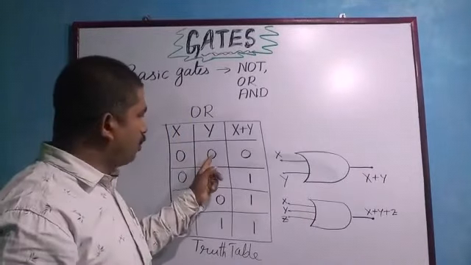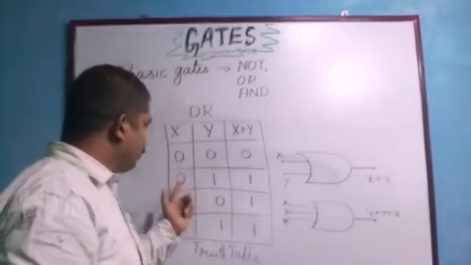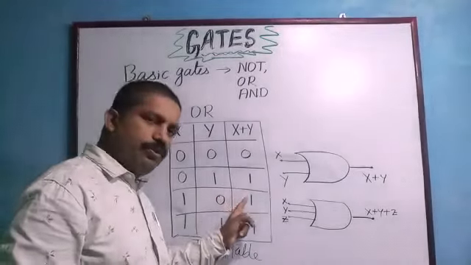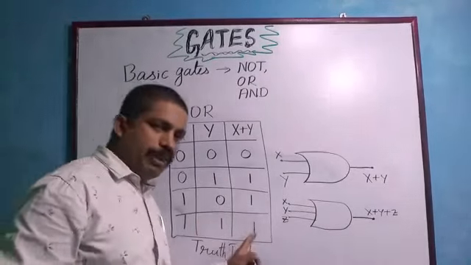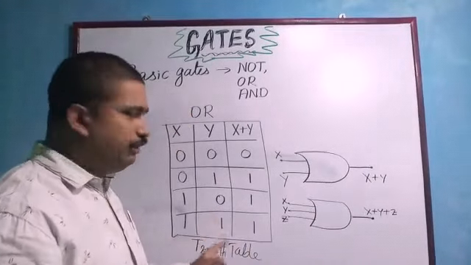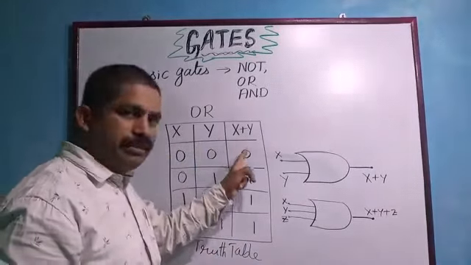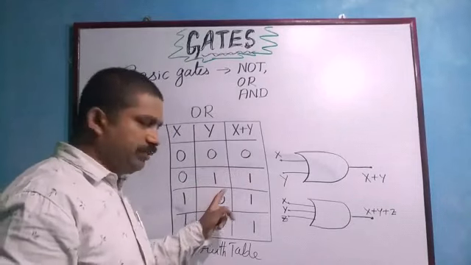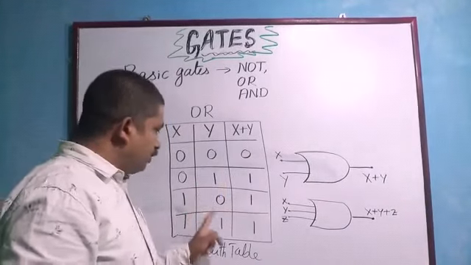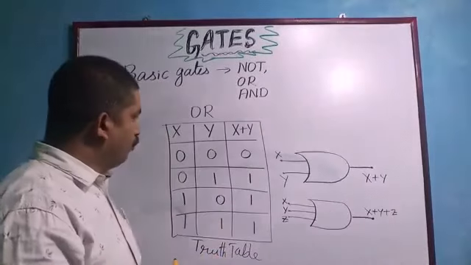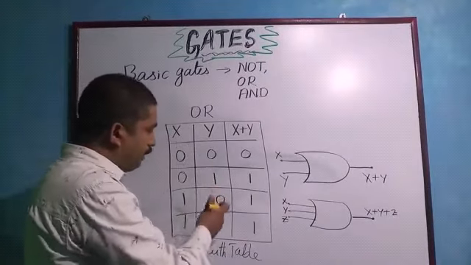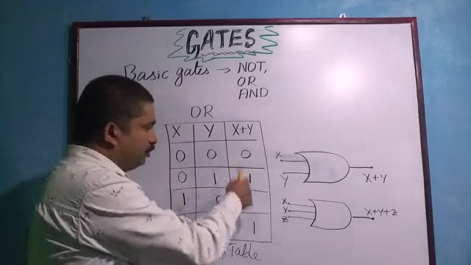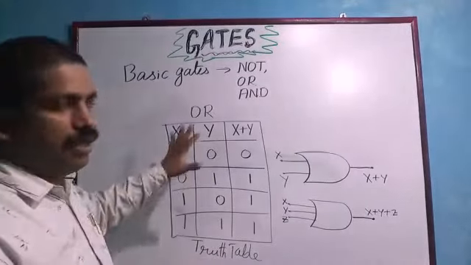So 0 or 0, 0; 0 or 1, 1; 1 or 0, 1; 1 or 1, 1. You can say the same in the form of true and false. False or false, false; false or true, true; true or false, true; true or true is once again true. One must be there. X or Y. Here true, here true, true, true. So you will get true. So this is called OR gate.